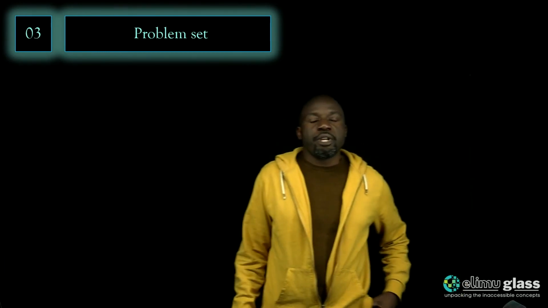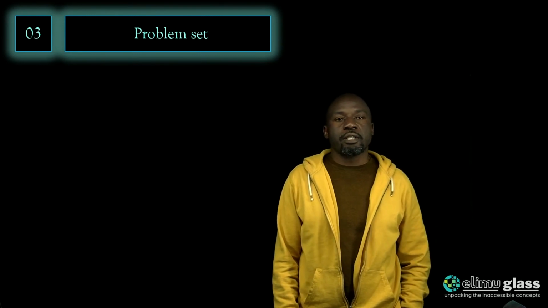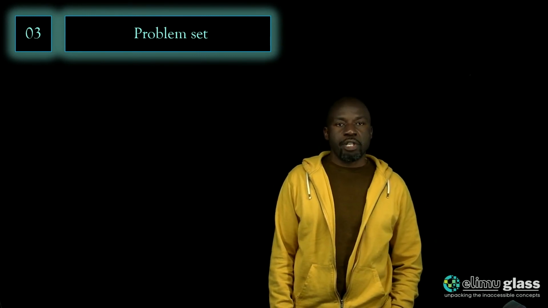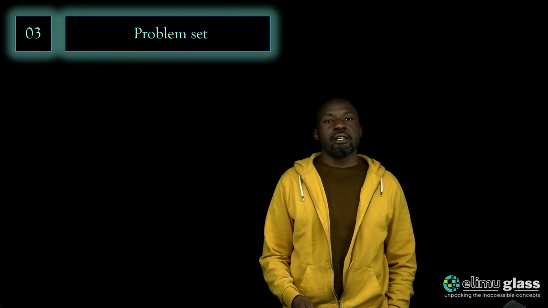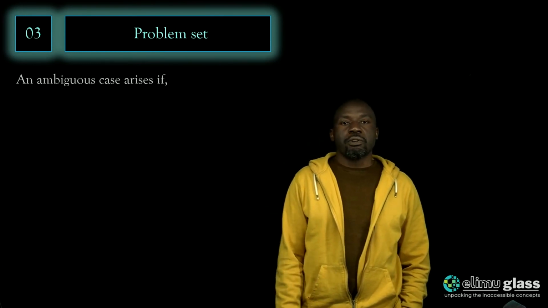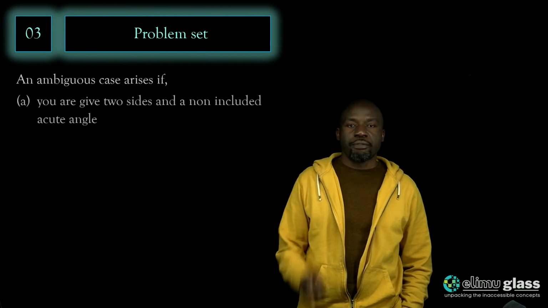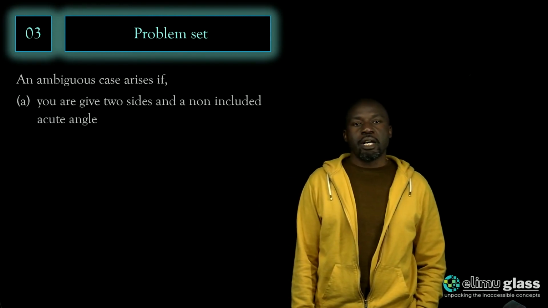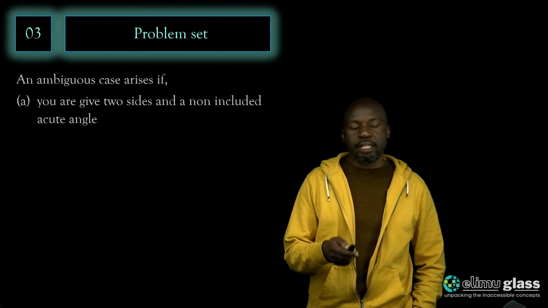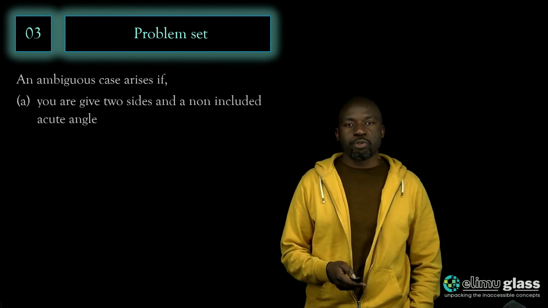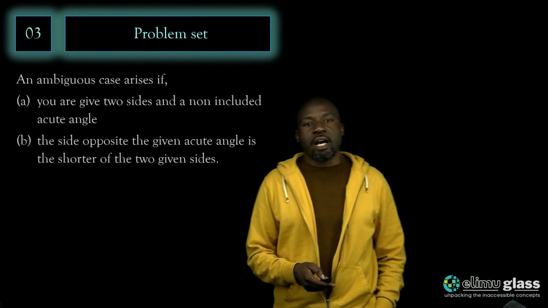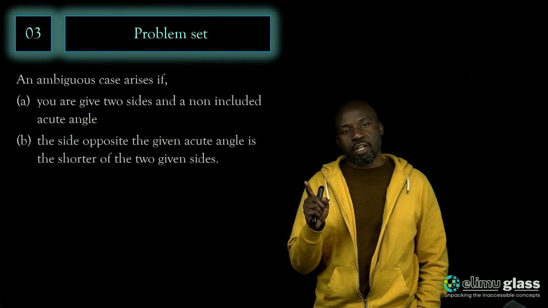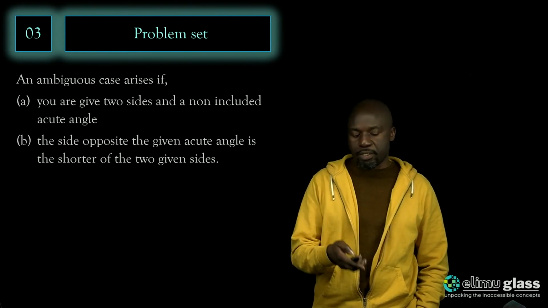All right, so before we finish, let's look at circumstances under which you might identify an ambiguous case of the sine rule, all right? So an ambiguous case arises if, 1, you're given 2 sides and a non-included acute angle. Remember that term, non-included. I'm going to explain that with a diagram shortly. Or, and the side opposite to the acute angle is the shorter of the 2 sides that are given.